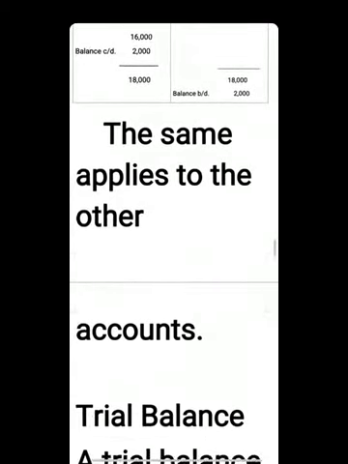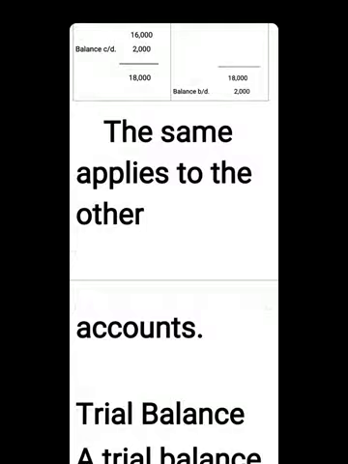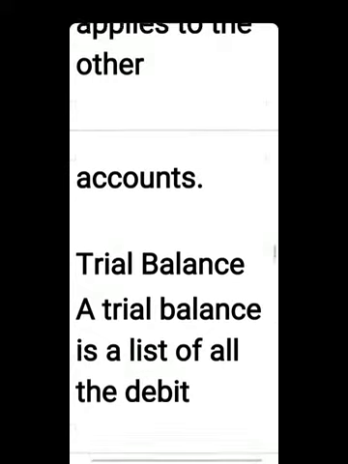We apply the same in the other accounts. So I would advise you to apply and work on it. Use the other accounts, apply the same thing there, and see if you can come up with a correct balance brought down there. Now, this balance brought down is what we are going to use to prepare our trial balance.